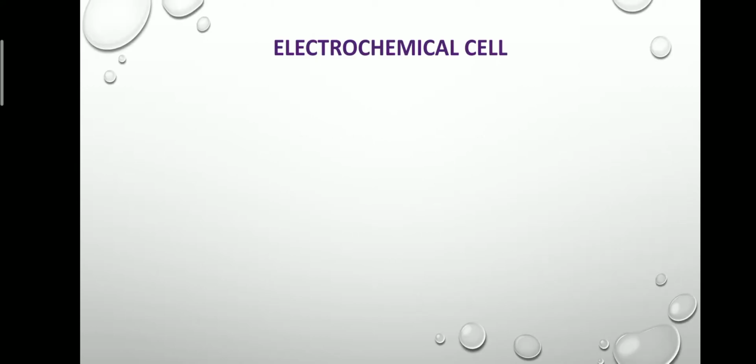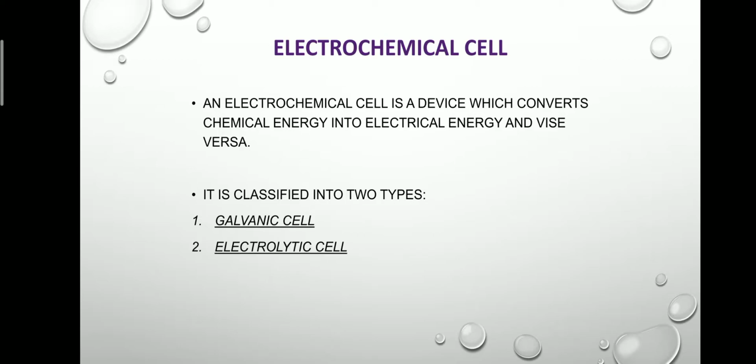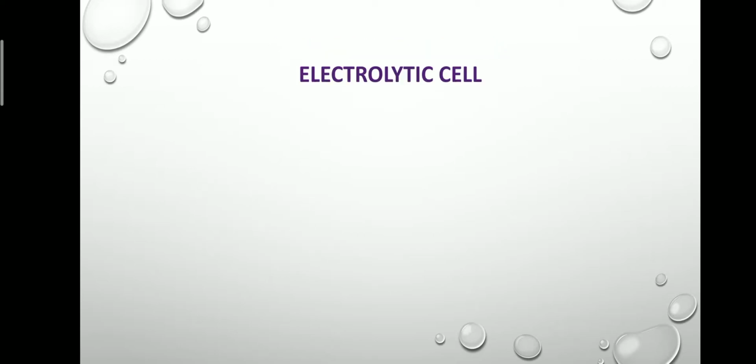So before going to the galvanic cell, we should know what is an electrochemical cell. An electrochemical cell is a device which converts chemical energy into electrical energy, or else it can convert electrical energy into chemical energy. And it is classified into two types. One is a galvanic cell, another is an electrolytic cell.